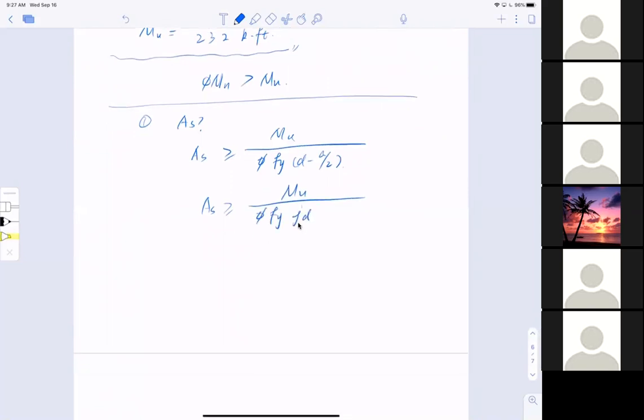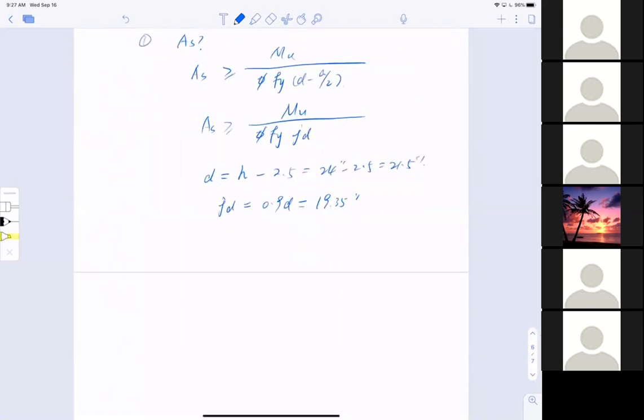So let's do a quick calculation. d, which is the depth, is the height minus 2.5. So I got 24 inches minus 2.5, which is 21.5 inches. And jd equals 0.9d, 90% of that. I got 19.35 inches. So that is my lever arm.